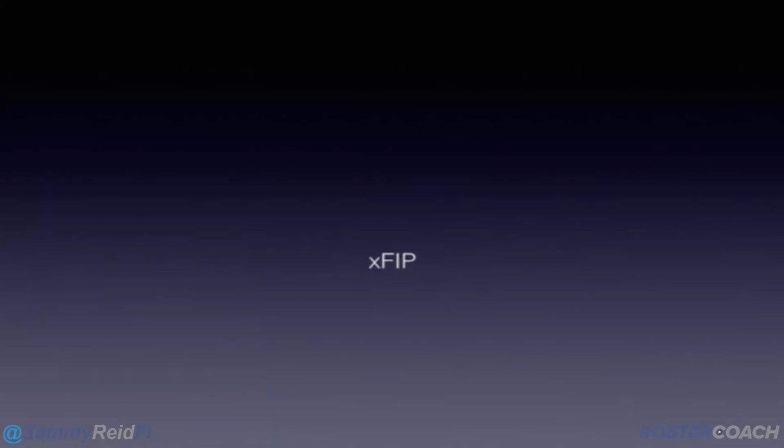The next one is xFIP, and this expands on the idea of FIP. It's just like FIP, only it also normalizes home run rate. The average home run to fly ball ratio in Major League Baseball last season was 12.8%, meaning that 12.8% of all fly balls turned into homers. If a pitcher was giving up 20%, xFIP normalizes for that too.